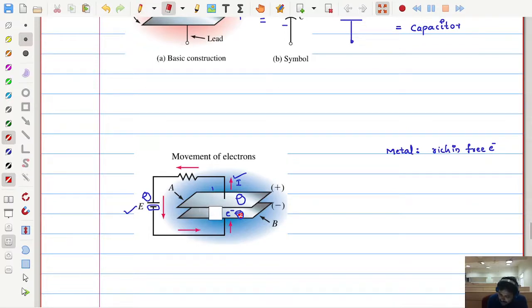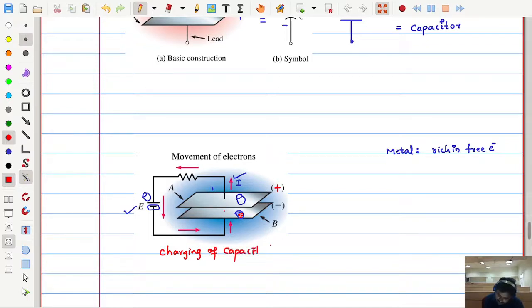Thereby, this lower side plate becomes charged. Electrons are deposited. What kind of electrons? Negatively charged electrons are deposited on the lower side plate. On the upper side plate, all the free electrons are pulled away. Thereby, a positive charge takes place. This process we call charging of the capacitor.